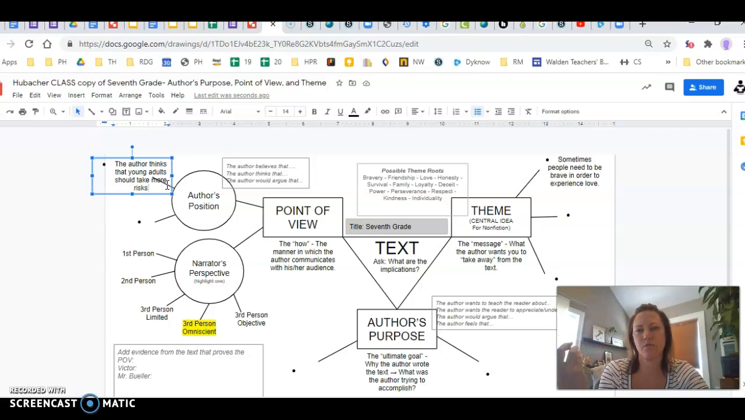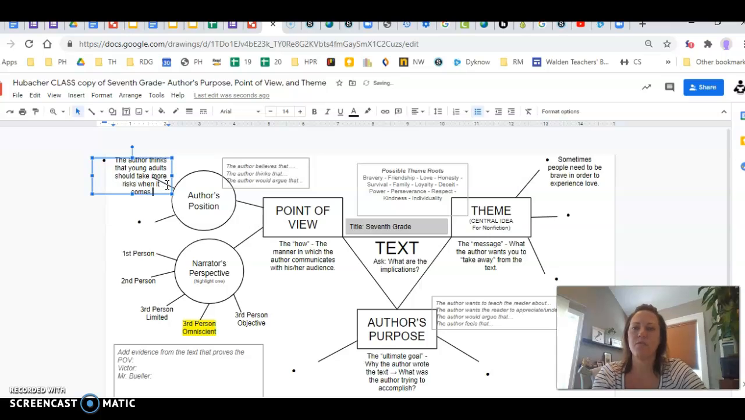Okay, that kind of gets at the bravery piece. What's going to get at the love piece? Take more risks when it comes to, can you think of a word that I could end with that kind of gets at that idea of love? Take more risks when it comes to maybe relationships. Okay, and that's a guess.